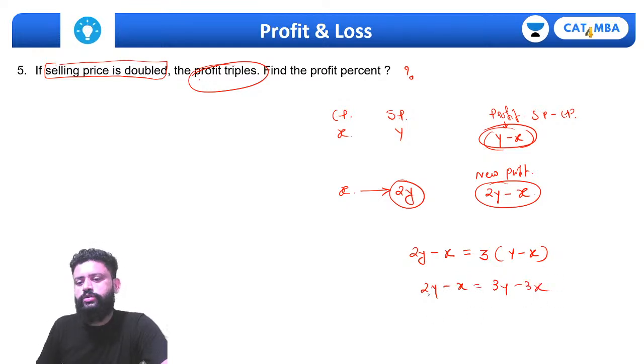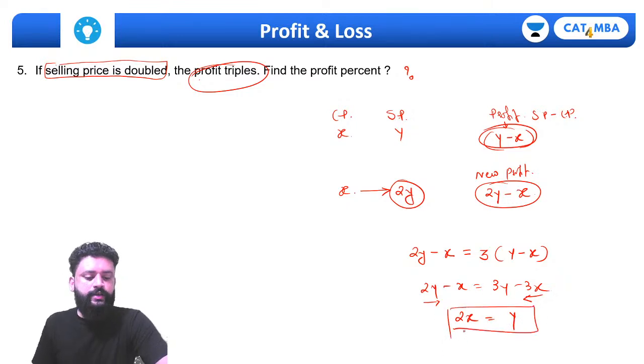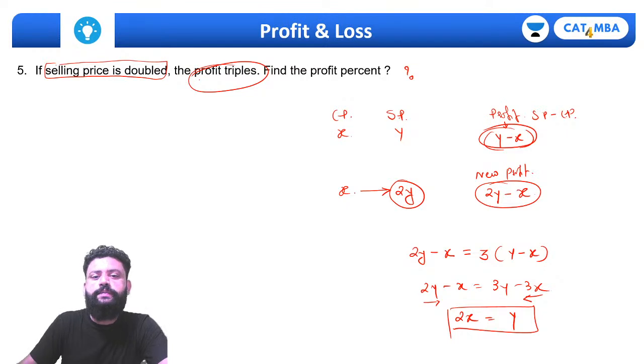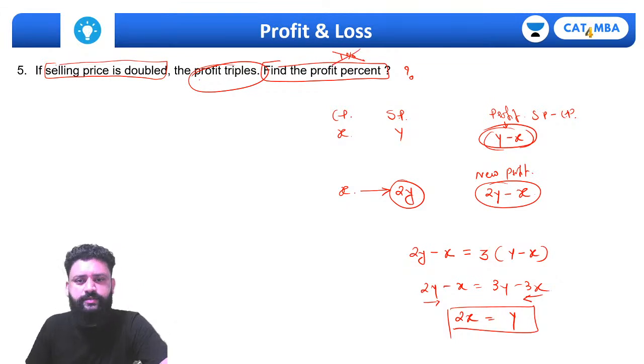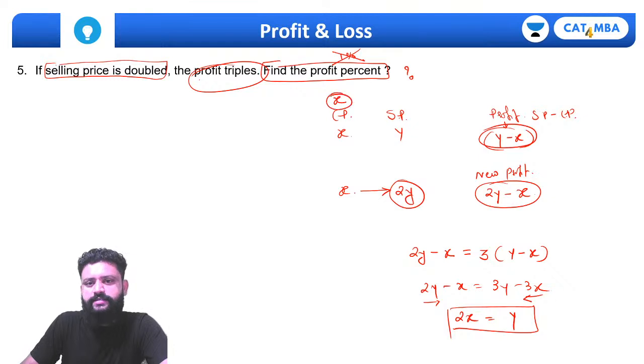So take 3x to this side, it becomes 2x, take 2y to this side, it becomes y. So y is 2x, right? So Shivam, you gave answer 1. How can the answer be 1? What is the profit percentage? Do you mean 1%? 1% is a wrong answer. Is it 1%, Shivam? You solved it correctly, everything is fine. And y is 2x, means if the cost price is x, the selling price is 2x.